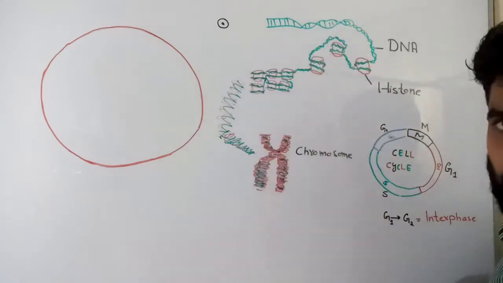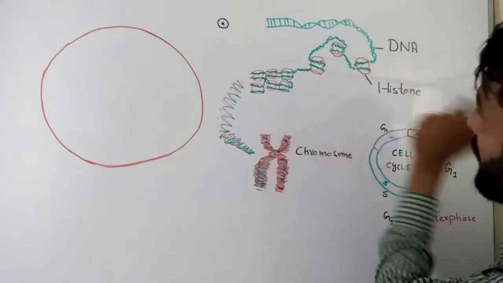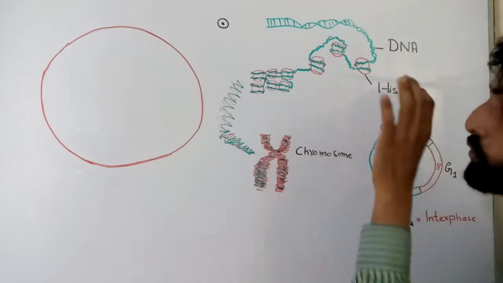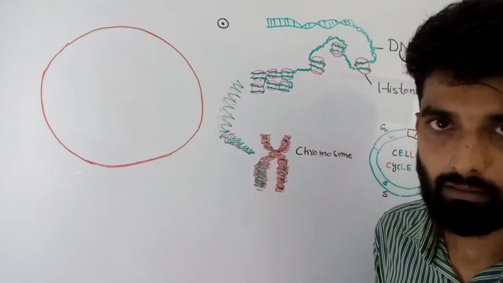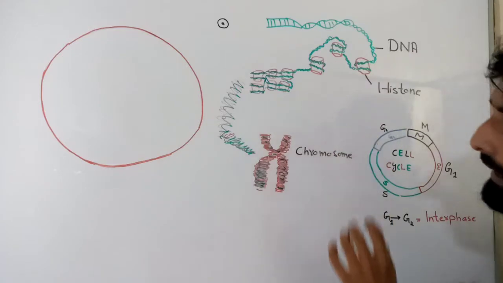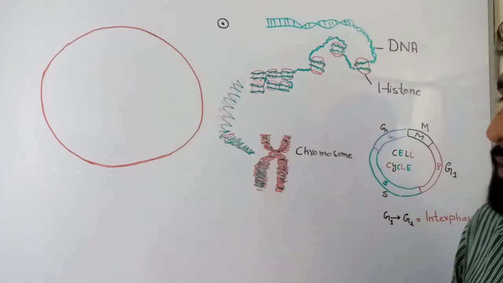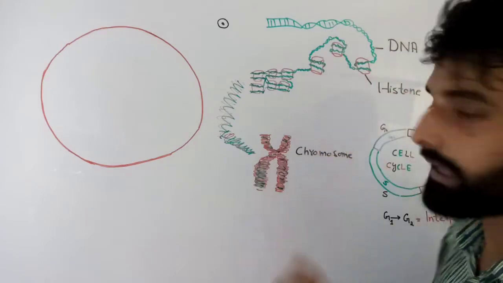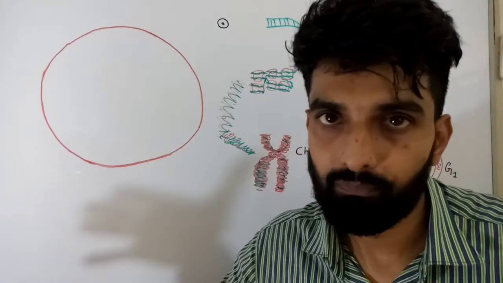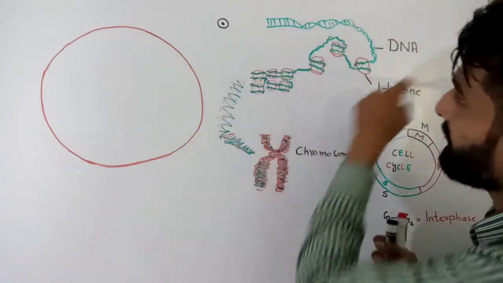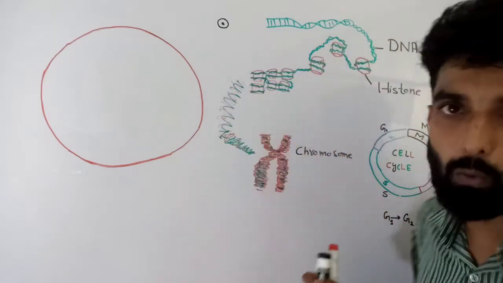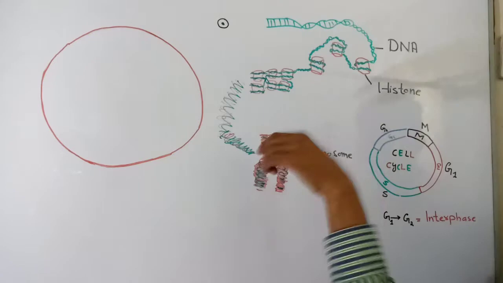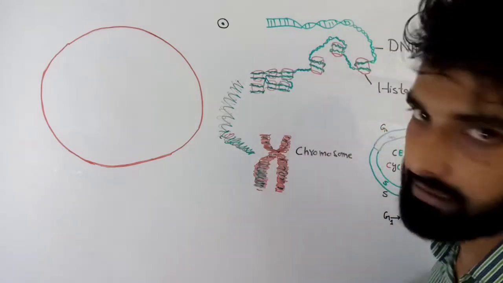Now what happens? This DNA wraps around a special protein that is called histone protein. This is basically the packing of DNA. I have also explained the packing of DNA in my previous video. If you want to learn about the packing of DNA, you can watch that video. In this video, I will just summarize this concept and move toward the chromatin and chromosome. The link will also be given.